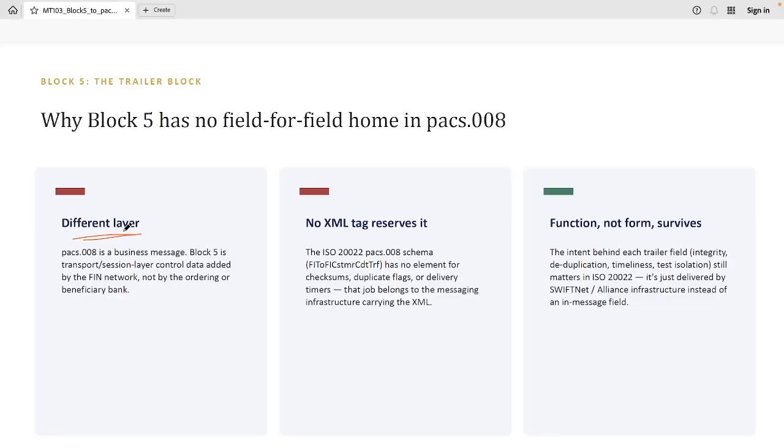The pacs.008 message body contains business information such as message identification, creation date time, settlement information, payment identification, amount, money, debtor agent, creditor agent, intermediary agents, charges, purposes, remittance information, and so on. But block 5 is not part of that business instruction. As we have already discussed, it belongs to the control and transport layer, to deliver the FIN message.